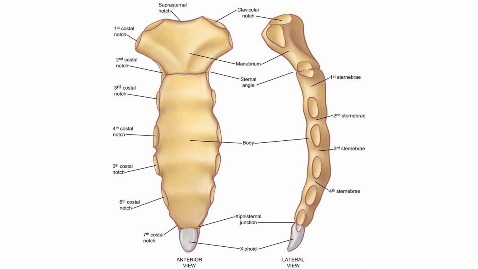What is this image showing? To your left, it's showing an anterior view of the sternum, and to your right, it is a side view of the manubrium and the sternum and the xiphoid process.